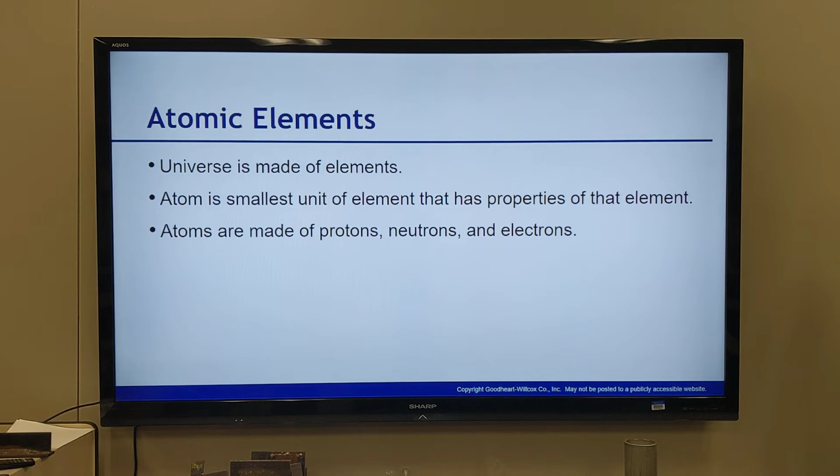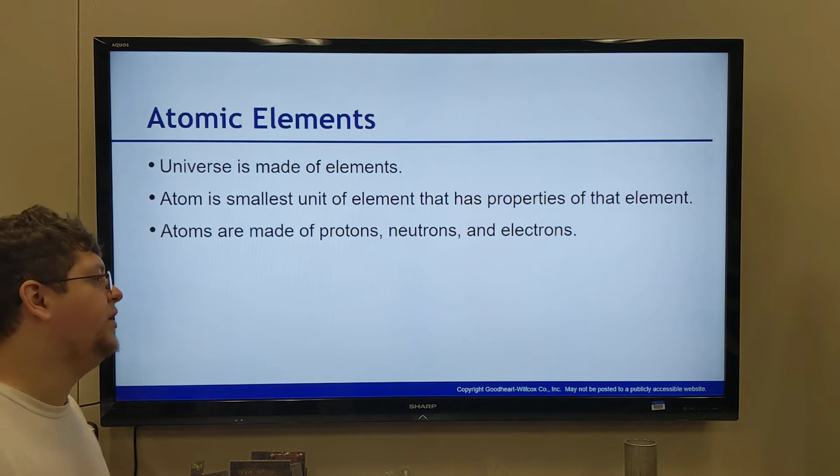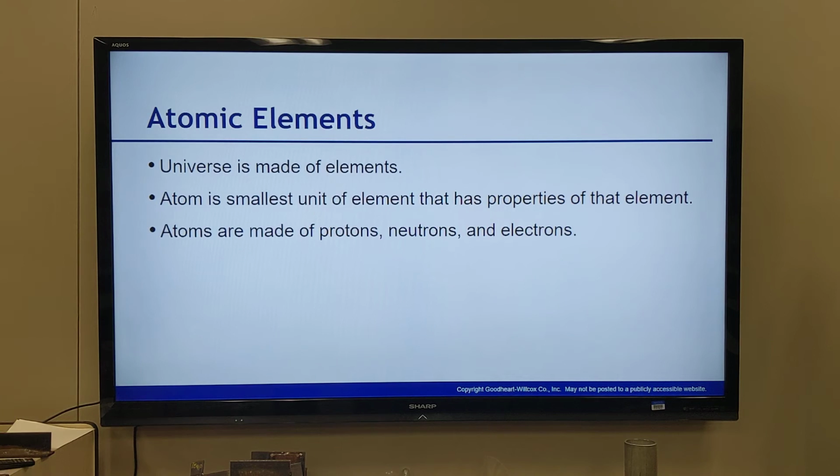Well, all of this is about the atomic element. The universe is made of elements. The universe is made of atoms, and they're made out of neutrons, protons, and electrons. That is what we're made out of. This is everything.